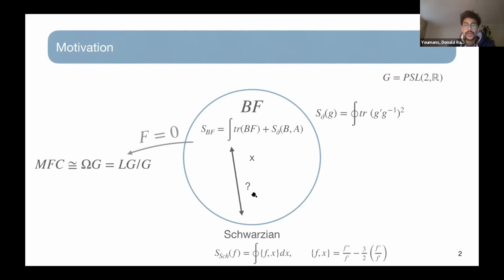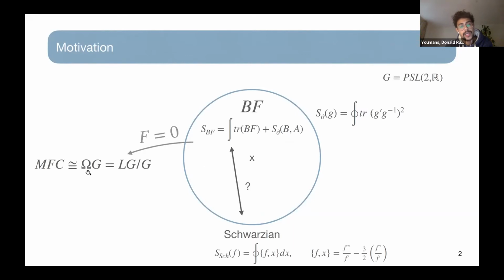So the first thing about BF theory is that it's a first order theory. F is the curvature of a certain connection, and B is a scalar field which plays the role of a Lagrange multiplier. We may add some boundary terms due to the boundary. If we integrate over this Lagrange multiplier, the curvature is set to 0. Thus the whole theory, if we integrate in the bulk, localizes to the moduli space of flat connections.